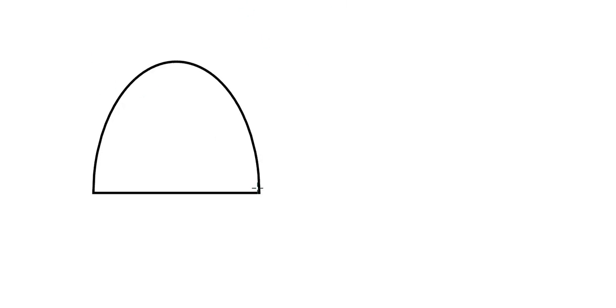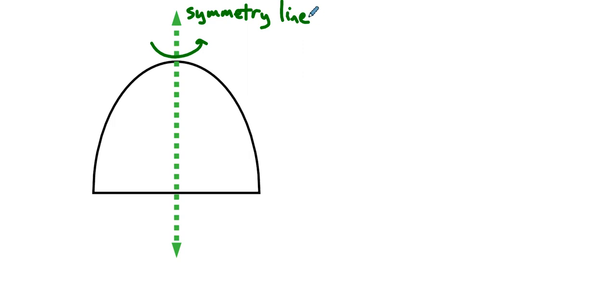You've got some shape, and you recognize that if you draw a line right through there and you fold the figure over the line, this part lands on that part. In that case, we call this line a symmetry line or a line of symmetry, because if we fold the figure over that line, the figure is its own image when we fold.